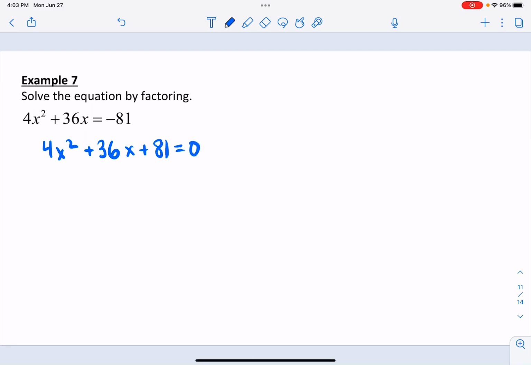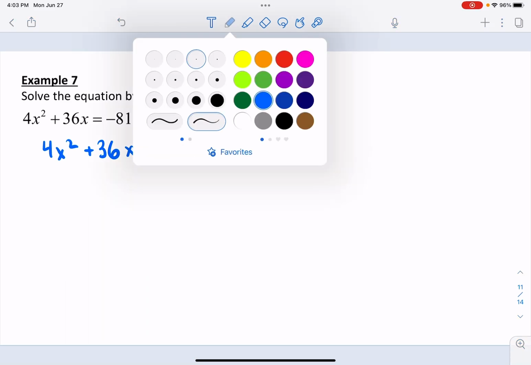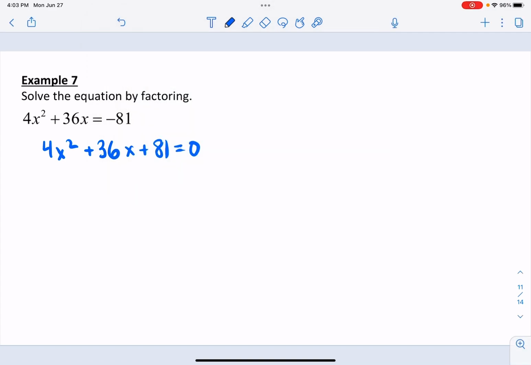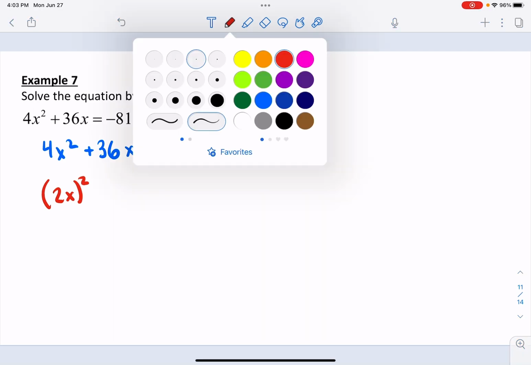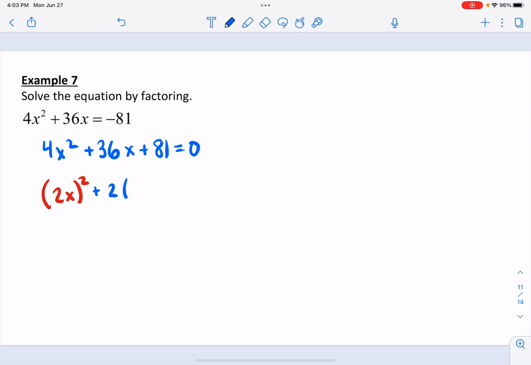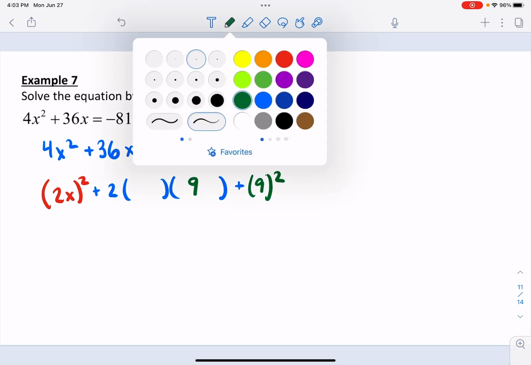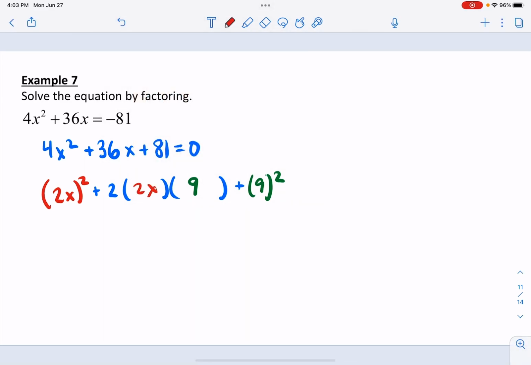Okay, I see right away that this is a potential perfect square trinomial. So the square root of the first term is 2x. Then I would have plus 2ab plus the last term squared. B was 9. A is 2x. So now we need to look and see. What's 2 times 2 times 9? Hey, that's 36.